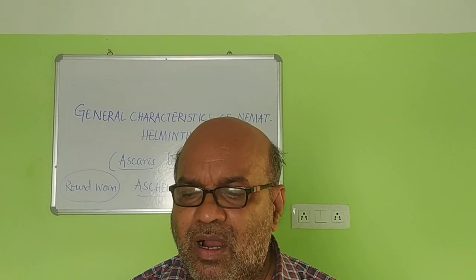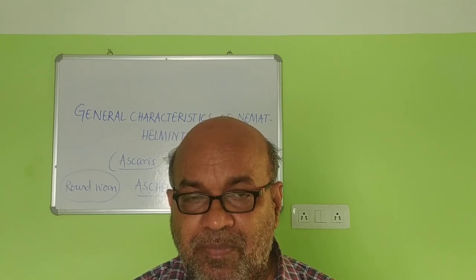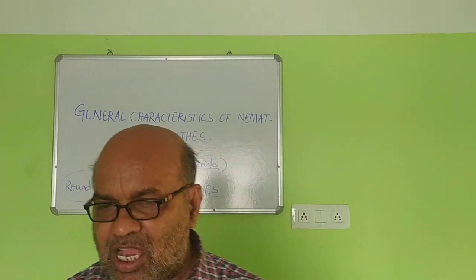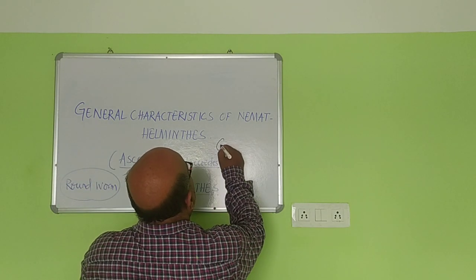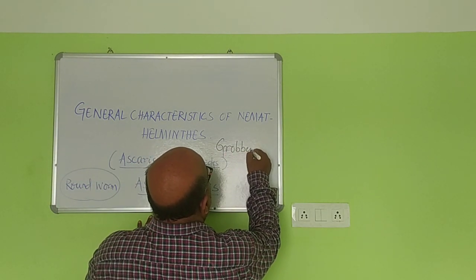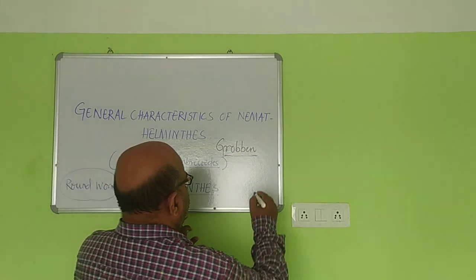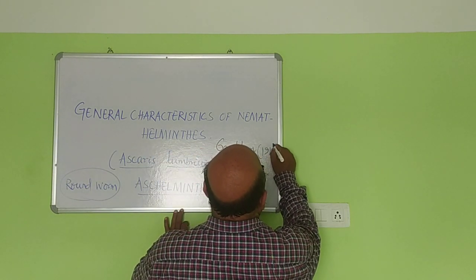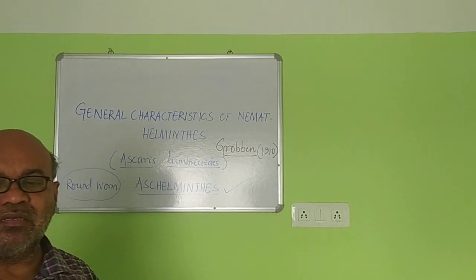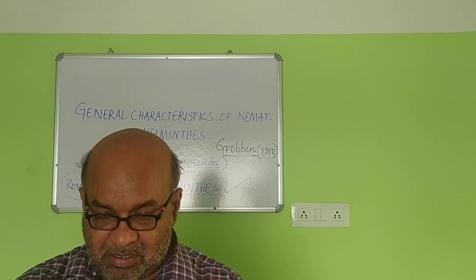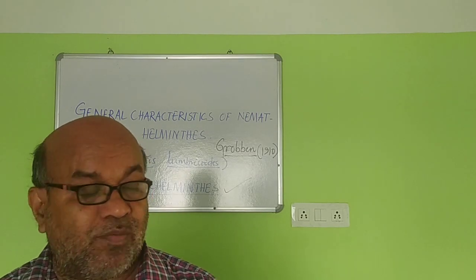The name Aschelminthes was proposed by Grobben, G-R-O-B-B-E-N. That is the spelling of the name Grobben. Grobben in 1910 proposed this name, Aschelminthes.